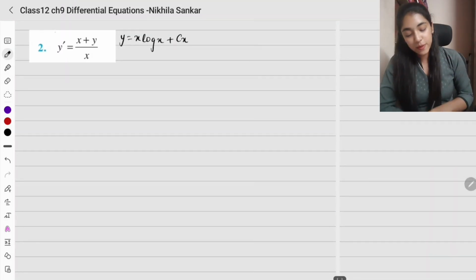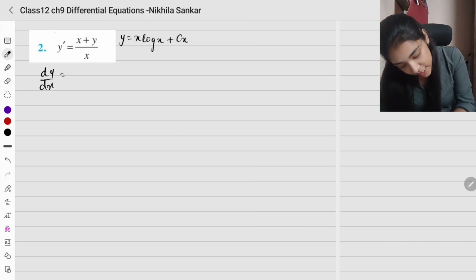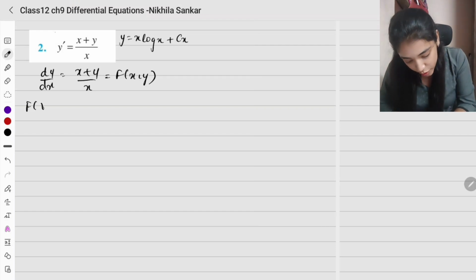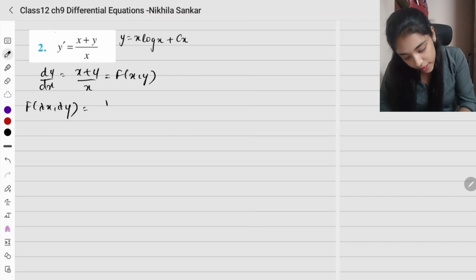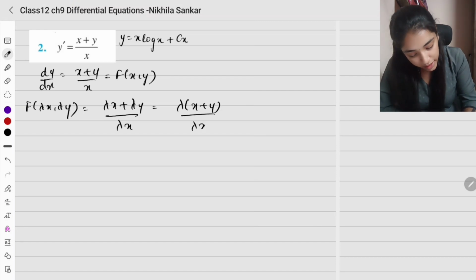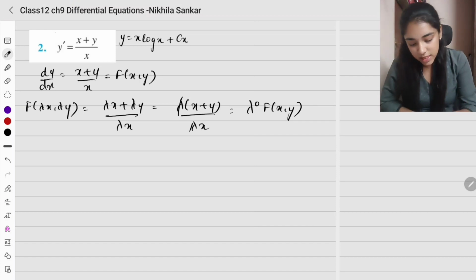y dash equals x plus y divided by x. Okay, very, very simple. So basically, your dy by dx is x plus y divided by x, which is going to be your f of x, y. First step in a homogeneous: I'm going to put f of lambda x, lambda y equals lambda x plus lambda y divided by lambda x. Taking lambda common, the lambda gets cancelled. So this is lambda to the power 0 of f of x, y. Okay, so this is homogeneous.